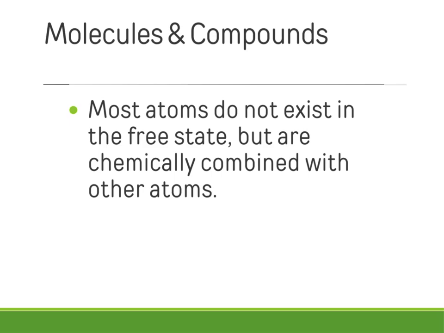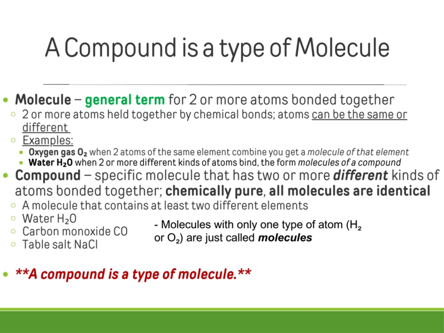So now that we've reviewed, let's talk more about molecules and compounds. A lot of atoms don't exist by themselves. They're not in a free state. They're generally chemically combined with other atoms. We can look at molecule and compound as just strict definitions, but the easiest way to think of molecule and compound is to know that a compound is a type of molecule. Molecule is more of a general term. It could be talking about atoms bonded together that are of the same type or of different types.